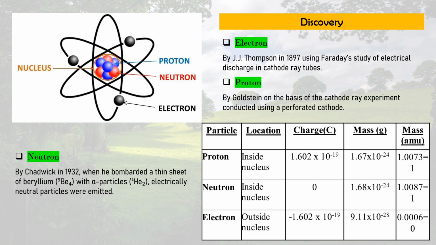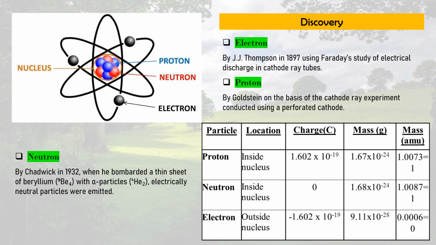Then the next one is the neutron. The neutron was discovered by Chadwick in 1932, when he bombarded a thin sheet of beryllium with alpha particles, that is helium nuclei. Electrically neutral particles having a mass slightly greater than protons were emitted. So he named those particles neutrons.